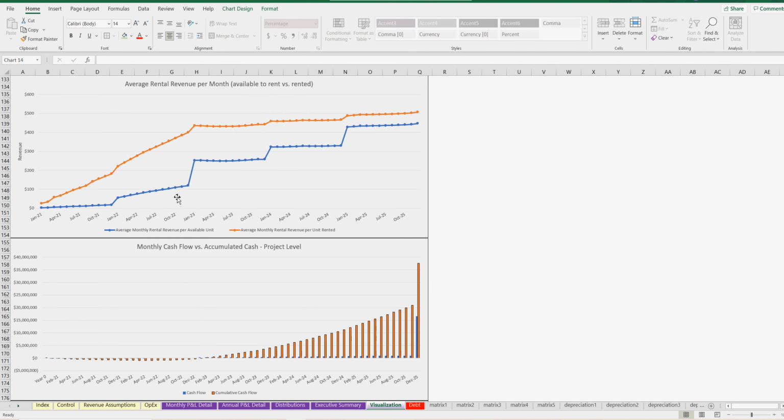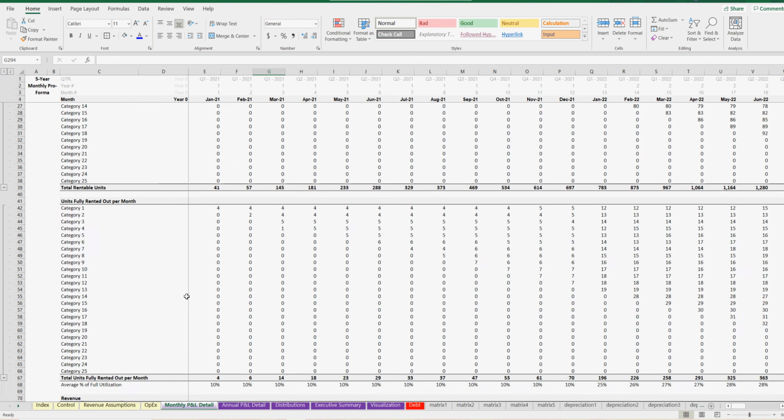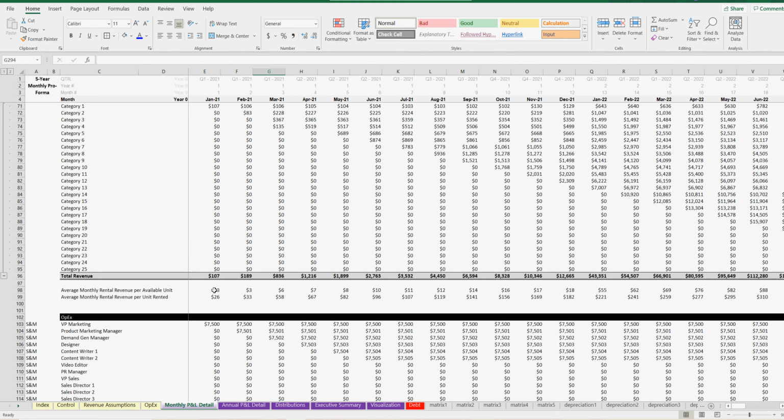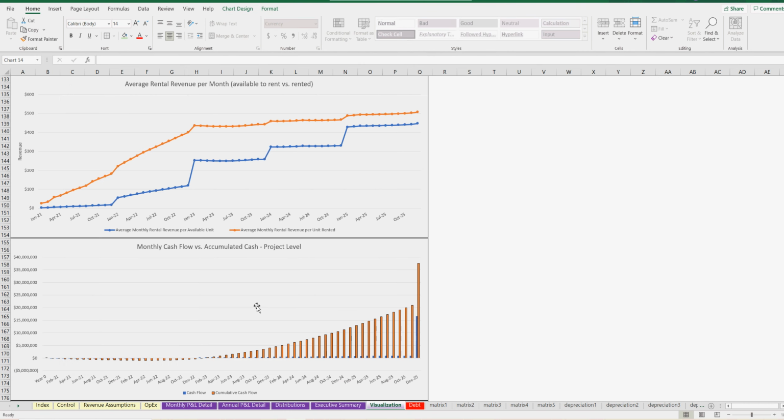So this is what I talked about up here, where you have what you're making if you account for all your units that you have available against what's actually rented, and then this number would be if you rent out 100%. This is your average revenue per unit rented. So that difference is again specified or shown here very clearly, and that gap is your utilization percentage difference.